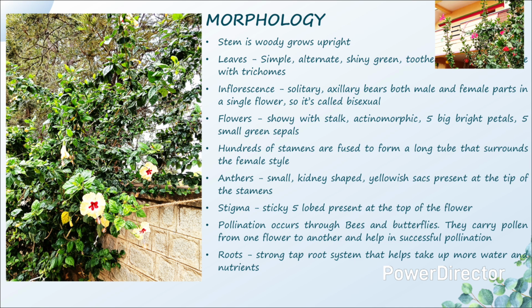Pollination occurs through bees and butterflies, which are attracted to the big, colorful flowers. They carry pollen from one flower to another and help in successful pollination. Once pollinated, seeds develop inside the fruit. These can fall and grow into new plants, continuing the hibiscus cycle. Roots have a strong taproot system that helps take up more water and nutrients. So this is all about the basic details.